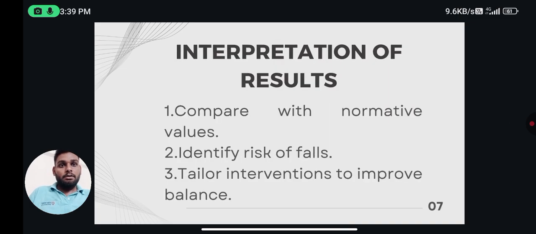Now the interpretation of the result: how we can interpret the results of the equilibrium test. First, compare with the normal values. We will compare how the patient normally walks and how the affected patient walks. Second, identify the risk of fall, how the patient is falling. Third is the treatment intervention to improve the balance.